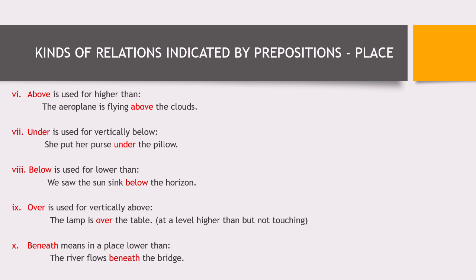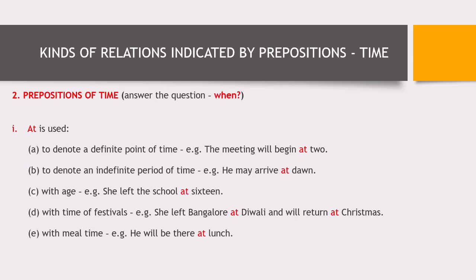Beneath means in a place lower than. For example, the river flows beneath the bridge. Kinds of relations indicated by prepositions. Time. 2. Prepositions of time.